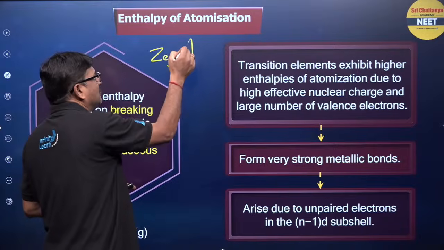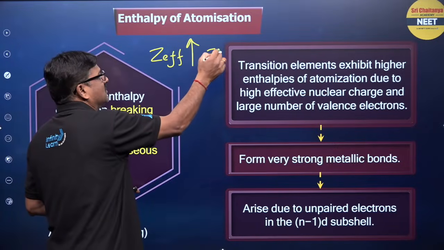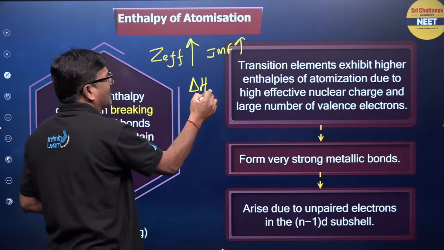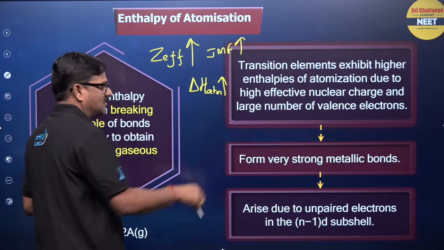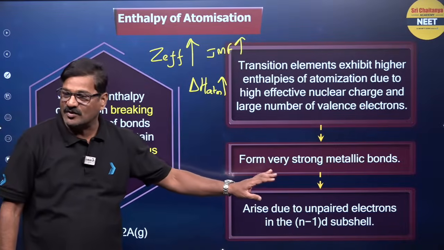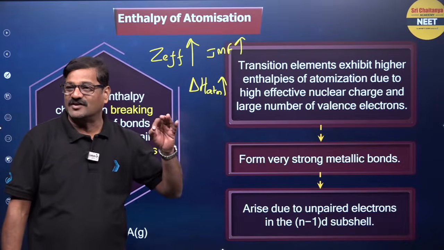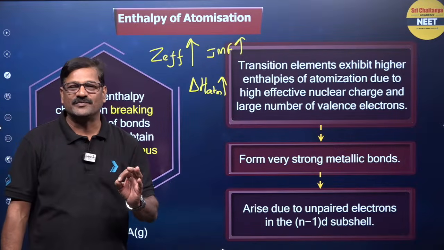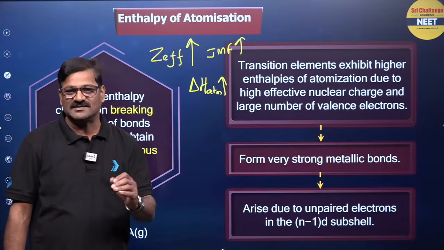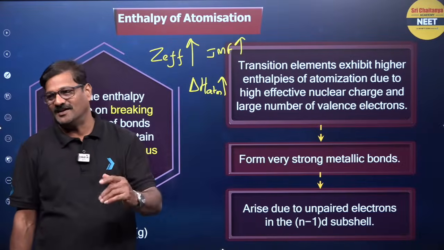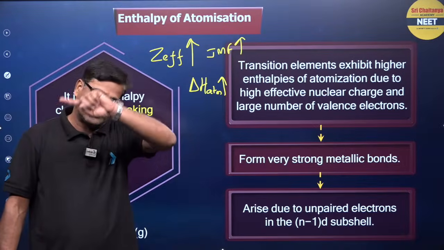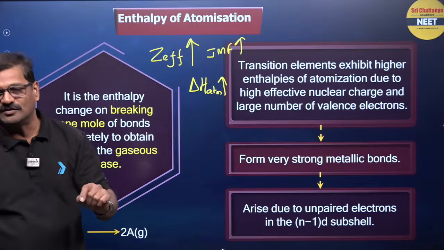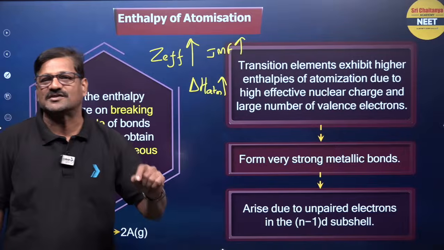If the effective nuclear charge increases, the interatomic force increases and the enthalpy of atomization increases. So they form very strong metallic bonding, and this is due to the unpaired electrons in the (n-1)d shell. So you write anything and come to that point and conclude.